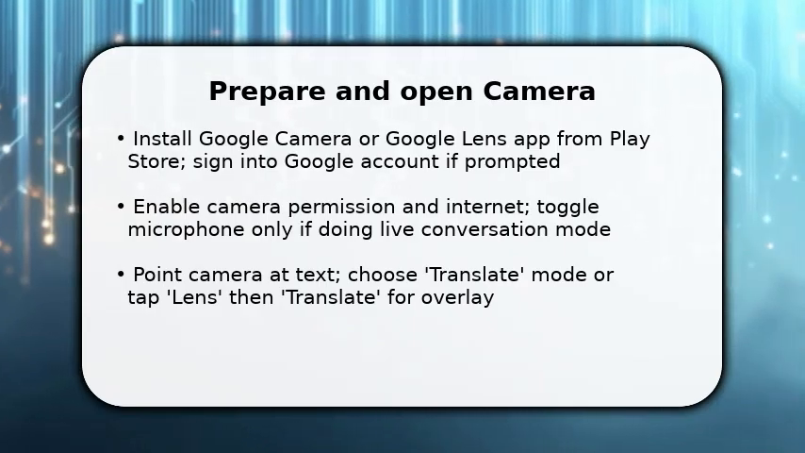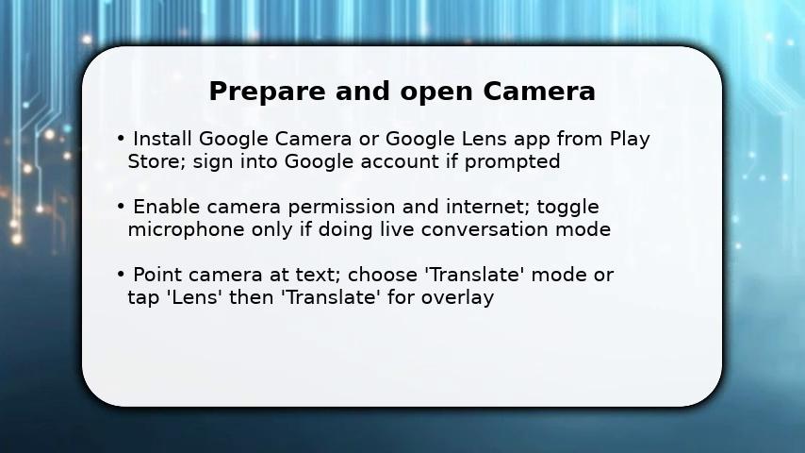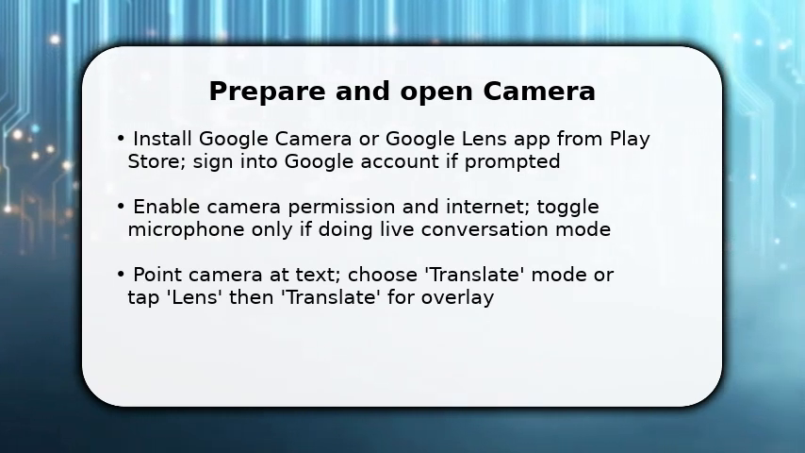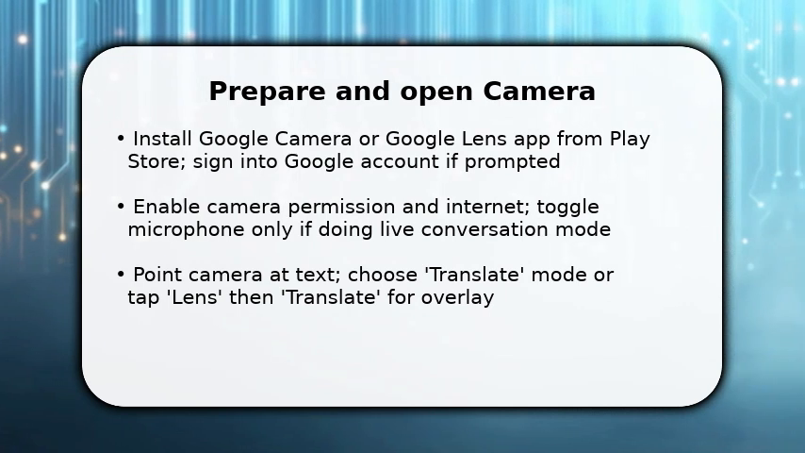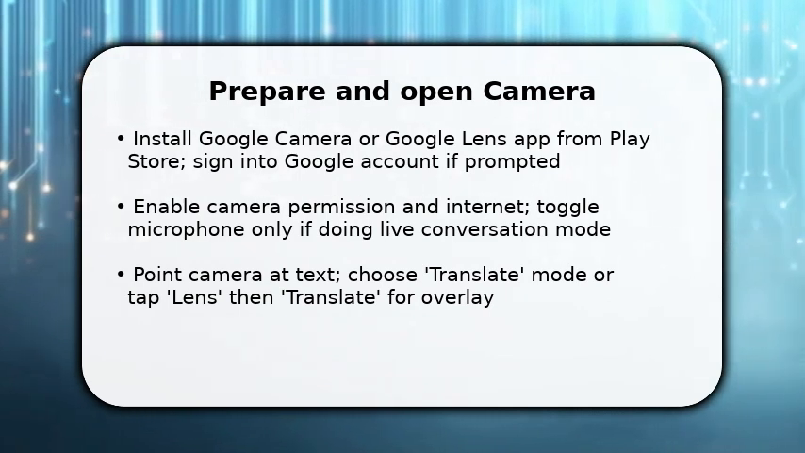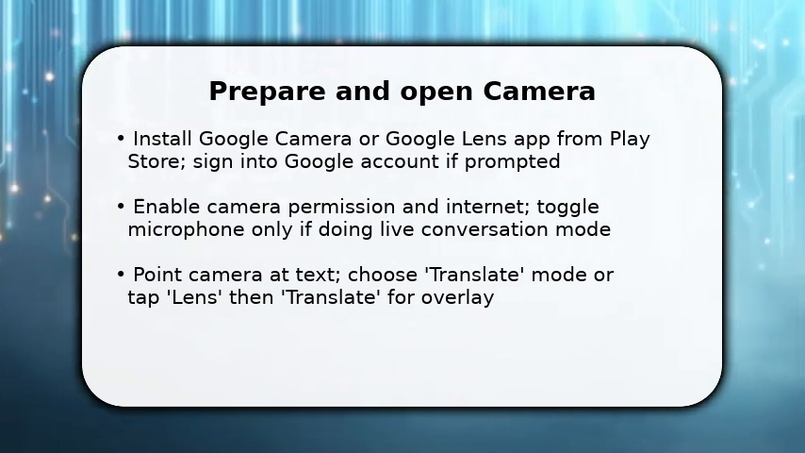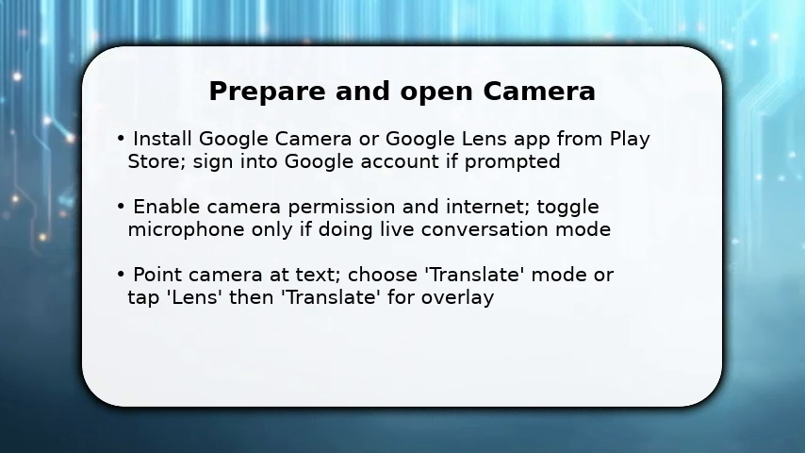You start by making the app usable. Install Google Camera or Google Lens, give camera and internet permission, and sign into your Google account if needed. Then open the app and select Translate Mode. This tells the app to run OCR and detect languages.